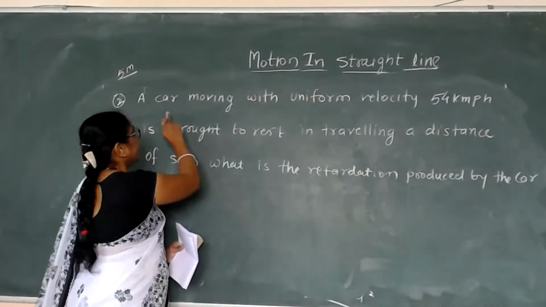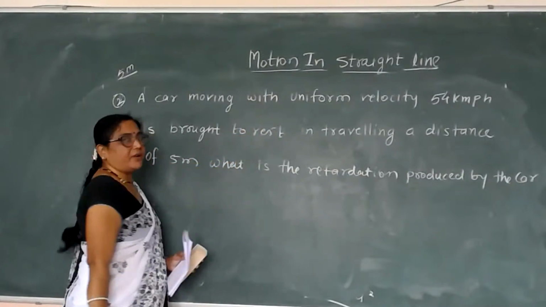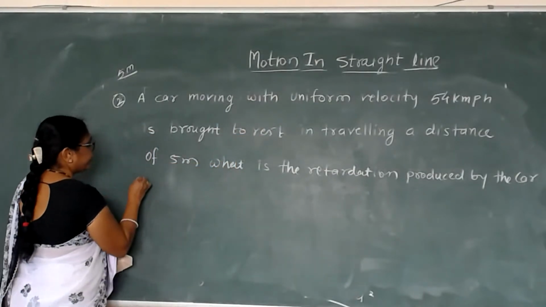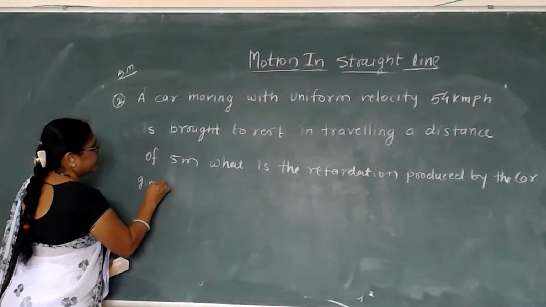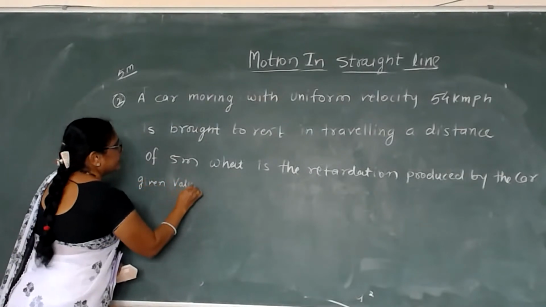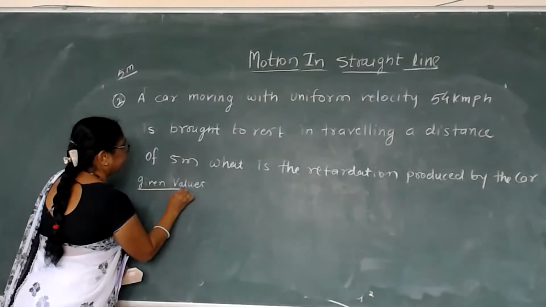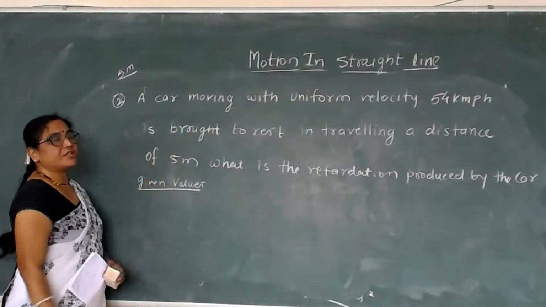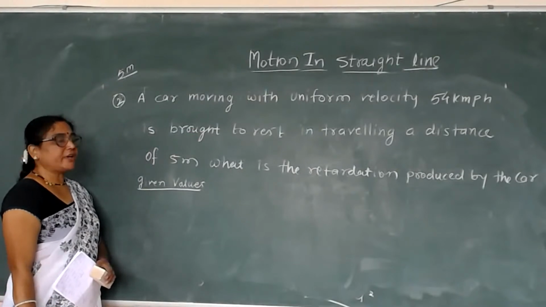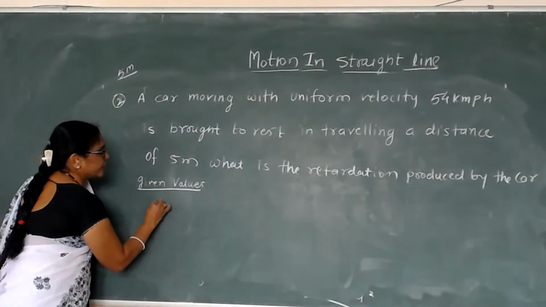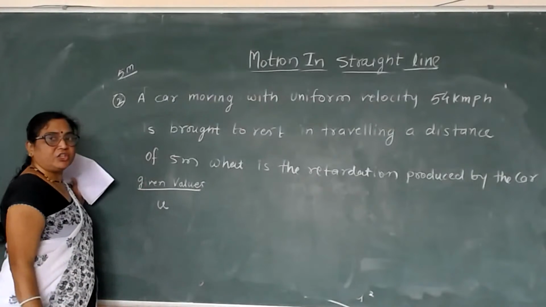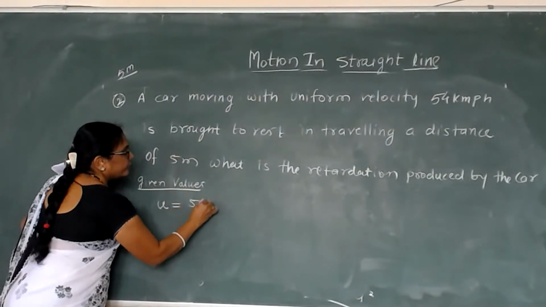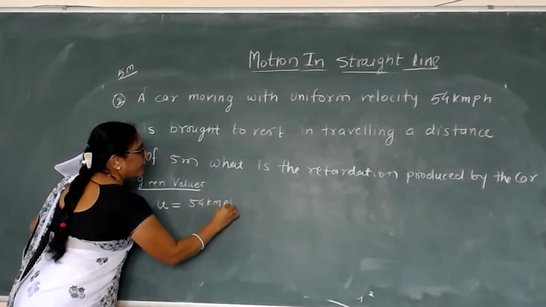So first read: a car moving with a uniform velocity. Means the initial velocity is given. So write down the given values. First, initial velocity. Initial velocity is denoted by the letter u. Then u is equal to 54 kilometer per hour.